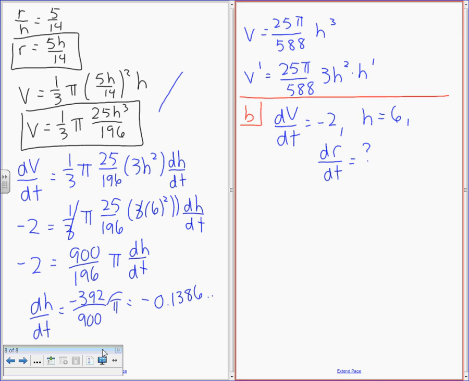All right, so we're going to use a similar thing to what we did the last time. Using the same thing, h over r is 14 over 5. So I'm going to say the same way, r equals 5h over 14, and h is going to be 14r over 5.